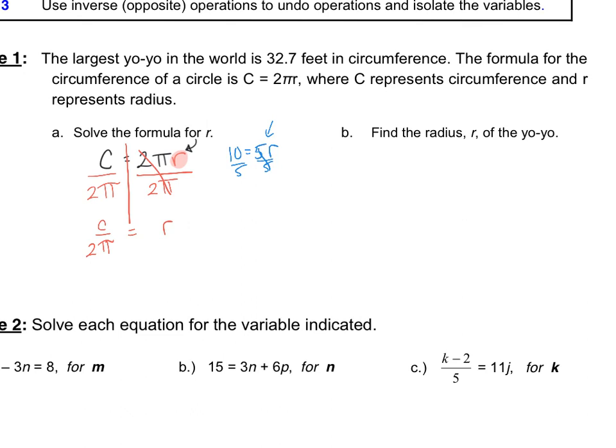Okay, and then it says here, find the radius of the yo-yo. Well, the radius, remember, is going to be equal to C over 2 pi, because that's what we just solved. And the circumference is 32.7 feet divided by 2 pi. So r is about 5, it doesn't say to round, so 5.21 approximately. I'm just going to round to the hundredths if it doesn't say. Feet.